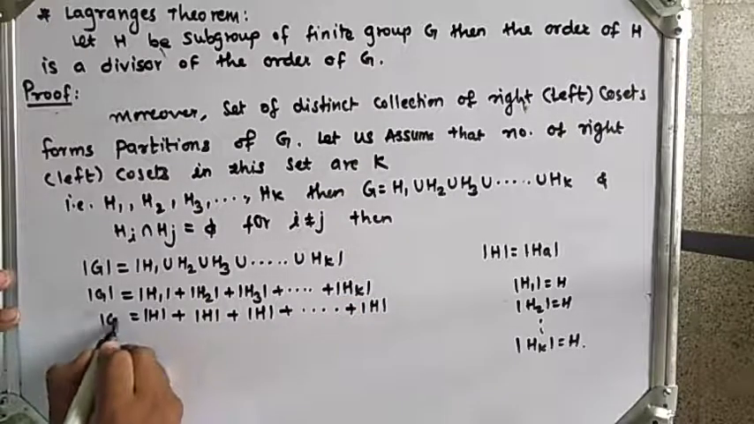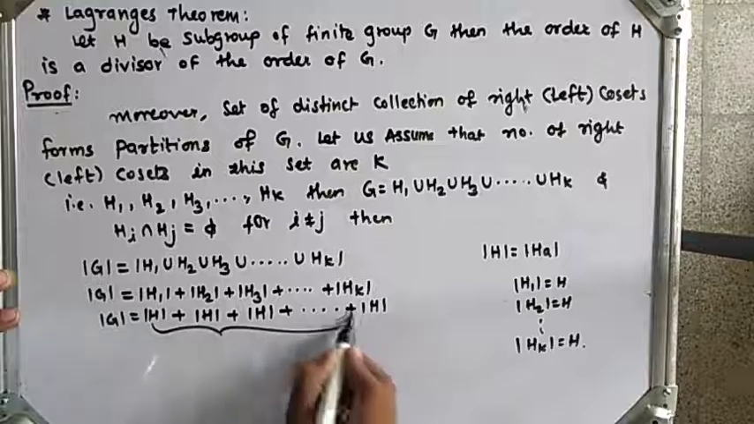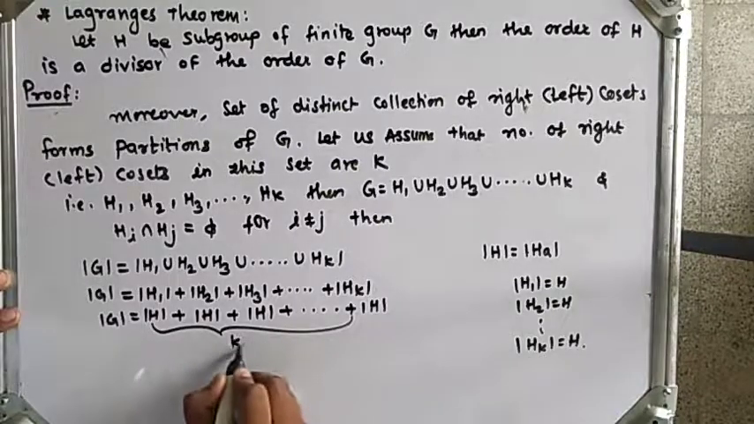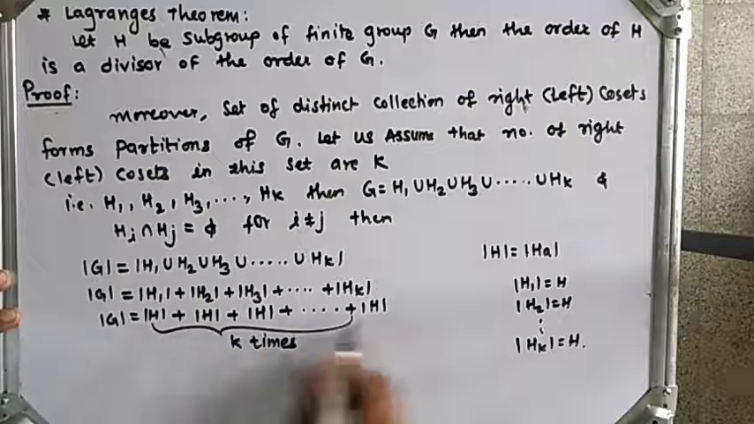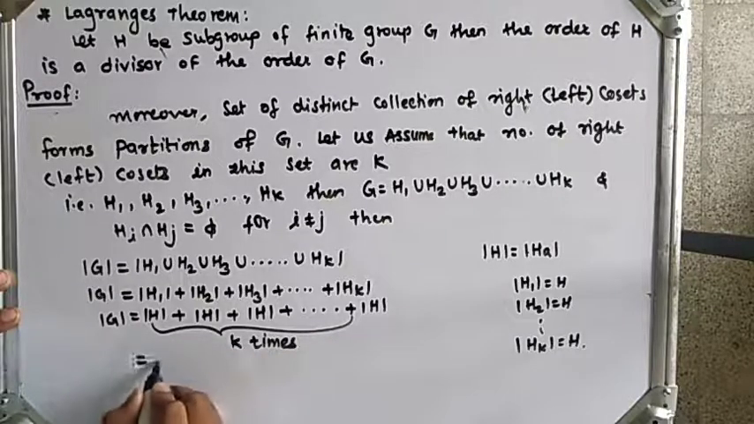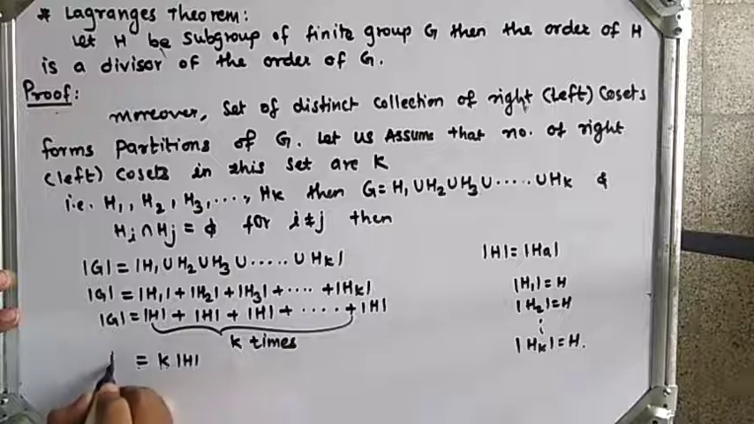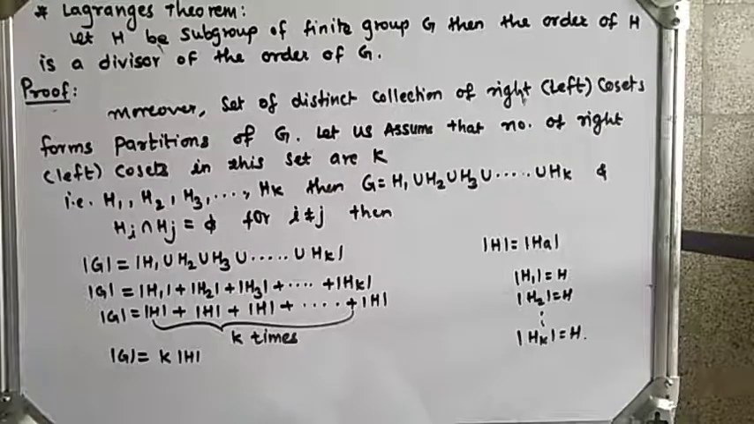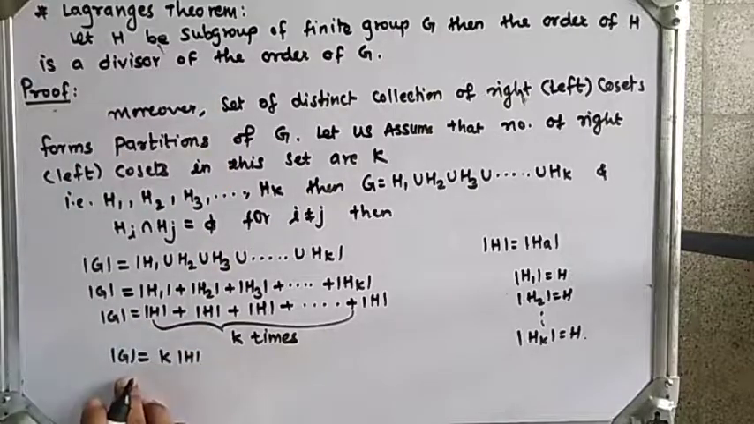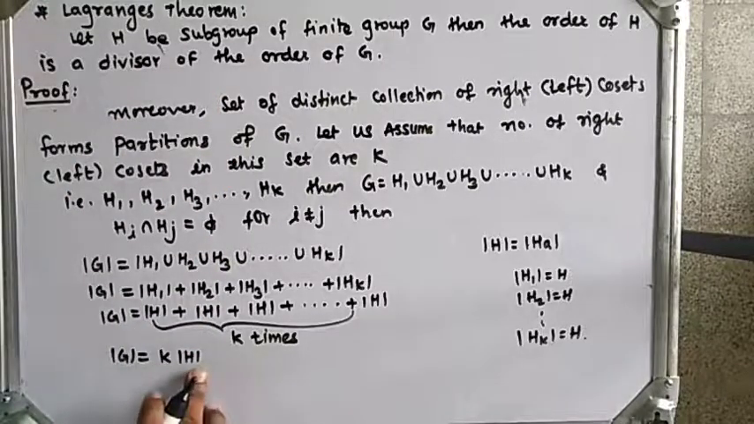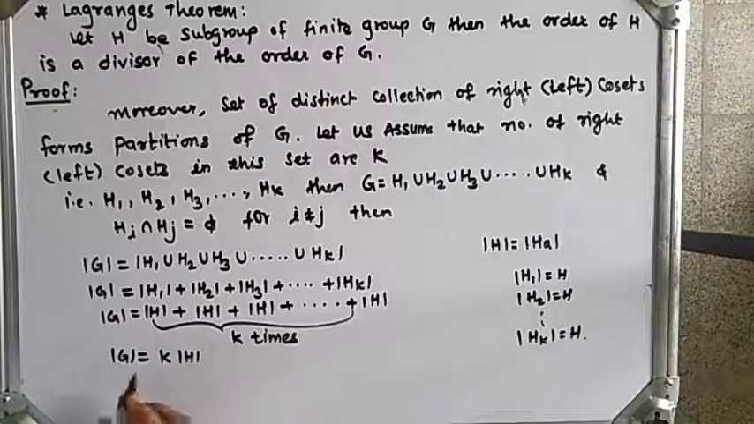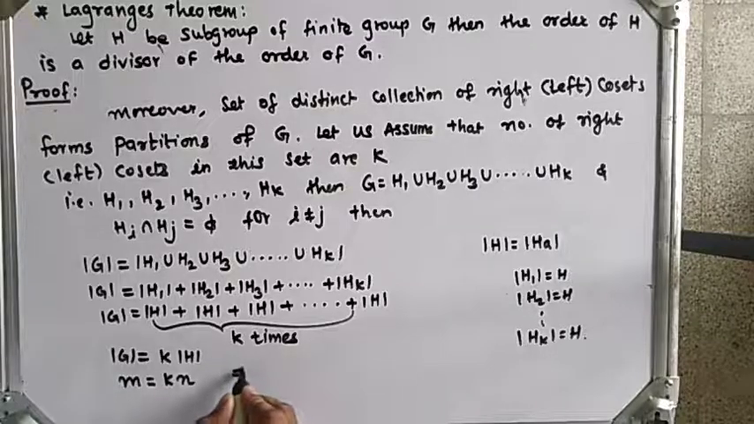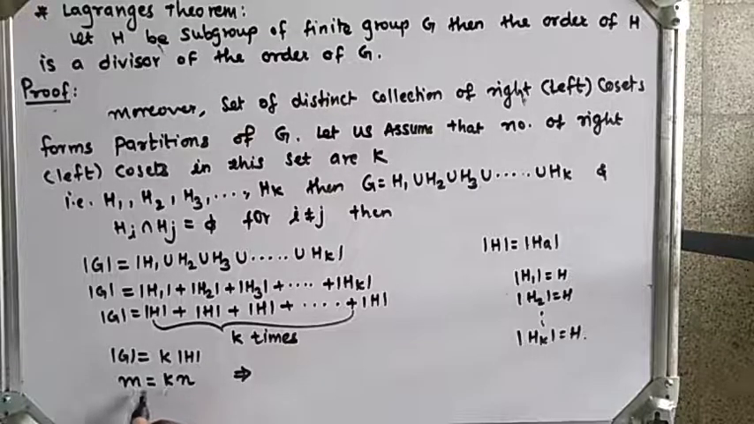So here order of G. Now this addition is how many times? K times, right? This addition is k times, so it can be written as k into order of H. So this is the left side, order of G, right? So order of G is equal to k into order of H. So what is order of G? We have assumed previously that order of G is m and order of H is n. So here I will write m is equal to k into n. So finally we get m is equal to k into n.